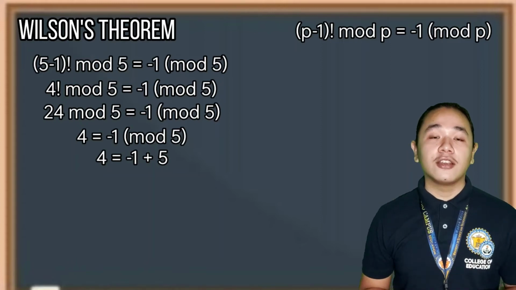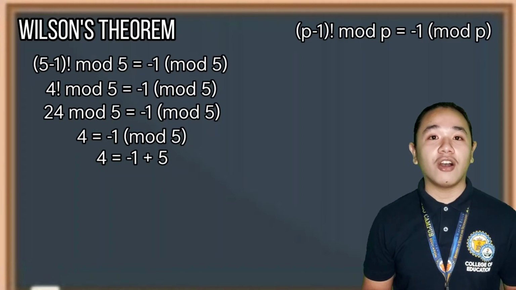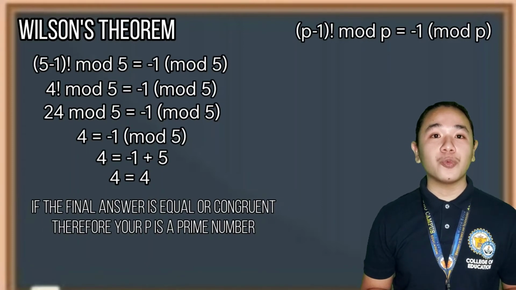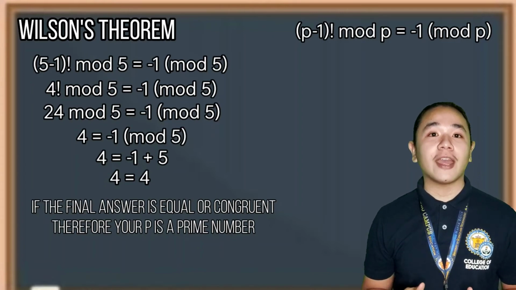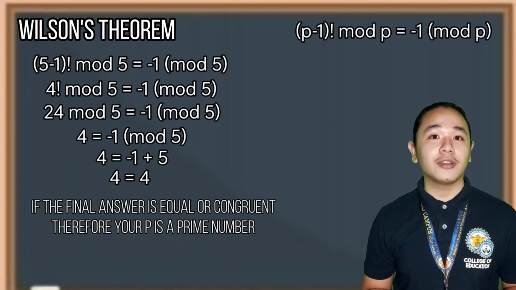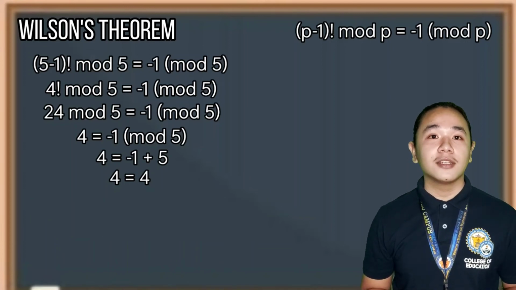Guys, to make it clear, we can also write 4 modulo 5. But in this case, we have the idea of congruence, which is negative 1 modulo p. That's why 4 modulo 5 is congruent to negative 1 modulo 5. Therefore, by Wilson's theorem, p, which is equal to 5, has to be a prime number. And actually, it is a prime number because the only divisors of 5 are 5 and 1. So let me give you another example.